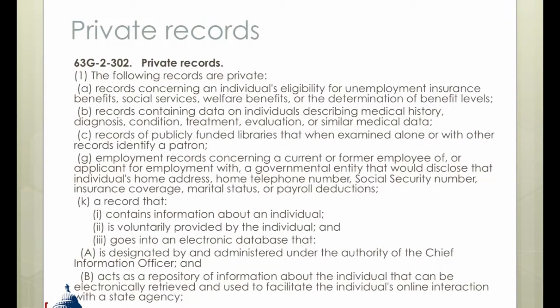So the next section is private records, and the following records are private. This also is a two-tiered list. So there's the first list of things that are private, and then the list of things that are private if properly classified. The first one on this list is records concerning an individual's eligibility for unemployment insurance benefits or social services, welfare benefits, or determining any of those benefit levels. So information about benefits is private. And then number B, records containing data on individuals, describing their medical history, diagnosis, treatment, condition, evaluation, and similar medical data.